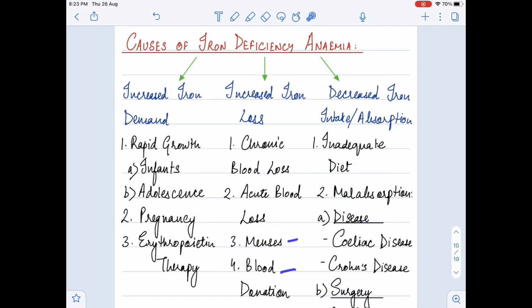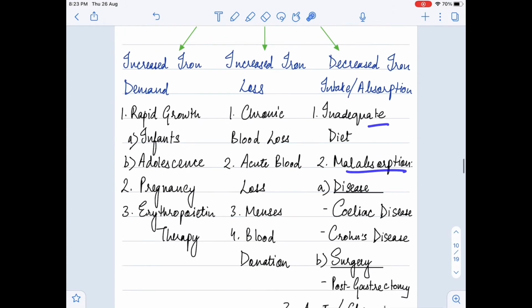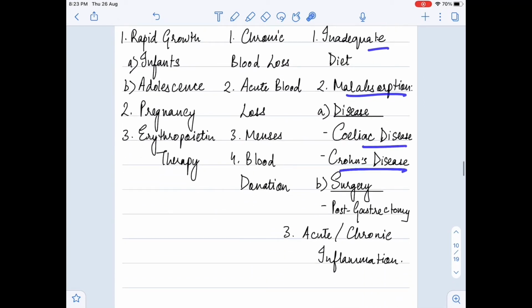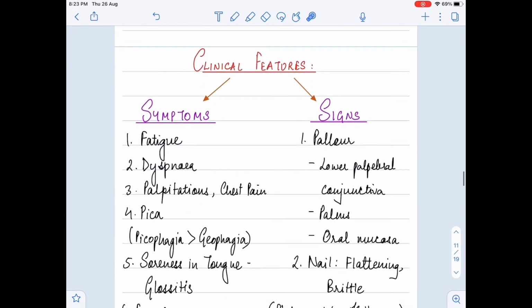then in menses or in blood donation, or by decreased iron intake or absorption in the form of inadequate diet, malabsorption, or in disease as in celiac disease, Crohn's disease, or malabsorption by surgery due to post gastrectomy, or due to acute and chronic inflammation.